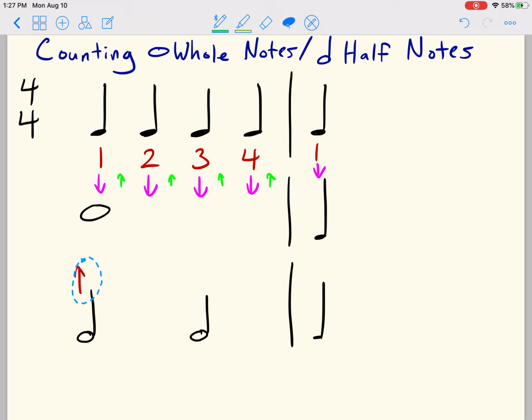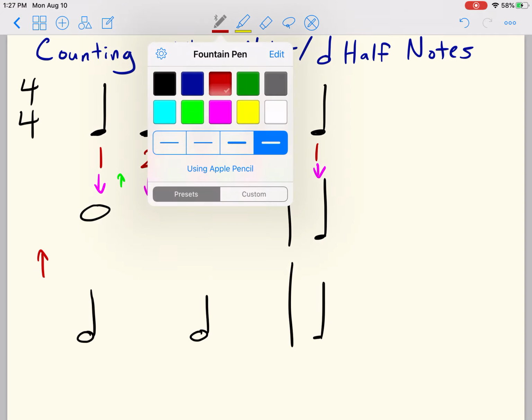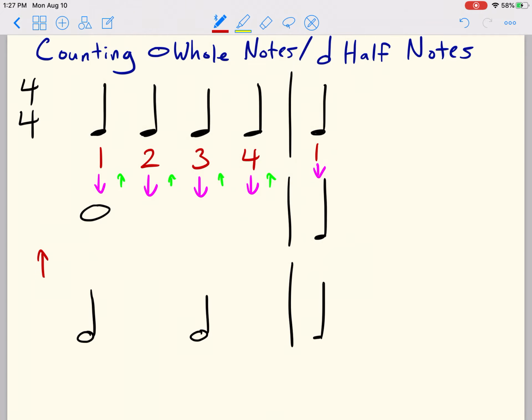Now we're going to cover counting whole notes. So a whole note, just to review, has 4 beats. I'm going to go ahead and write that here. I'll erase it in a moment. So that means if each one of these quarter notes got their own beat, this whole note includes the same length of time that would have been taken up by 4 quarter notes.